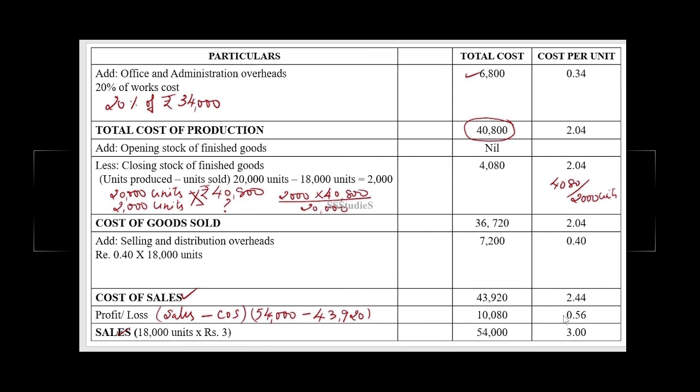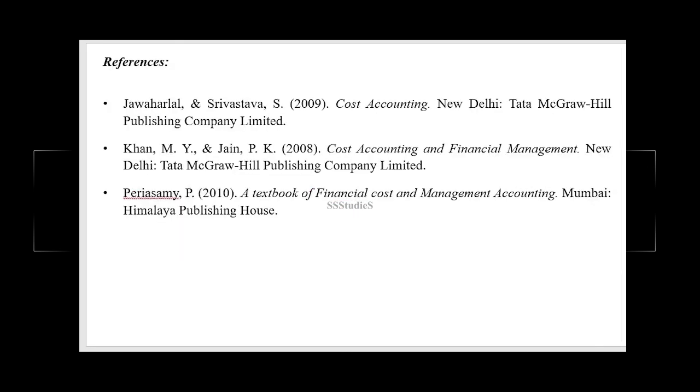So 10,080 divided by 18,000 units will be 0.56. So students, up to this point, the cost per unit is calculated on the basis of the number of units produced. From this point onwards, we take the number of units sold. And for closing stock of finished goods, we find how many units are there and then divide the value by the number of units that are there in the closing stock. So this is how we solve the problem. Hope you all had a pleasant learning experience. Thank you.